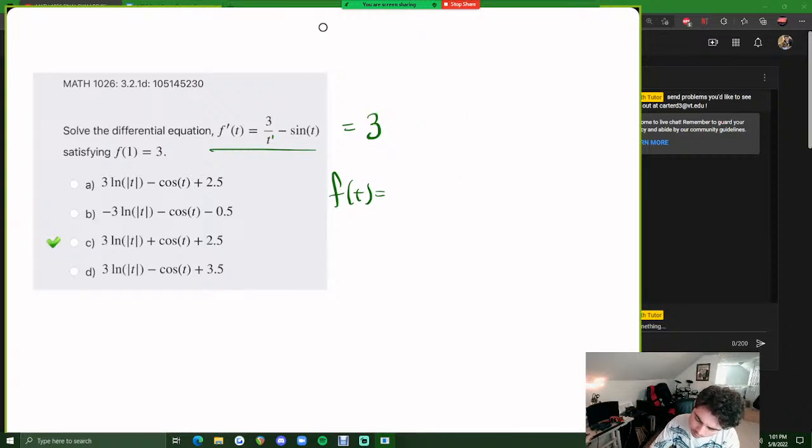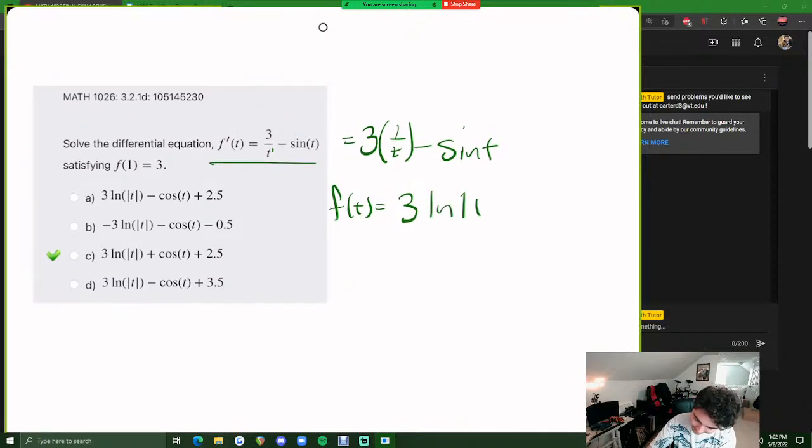The one case where you don't want to rewrite your t terms that are in the denominator is this one. Whenever it's t to the first in the bottom, we want to remember that this is pretty much the same as 3 times 1 over t. So the 3 stays, but then what's the antiderivative of 1 over t?